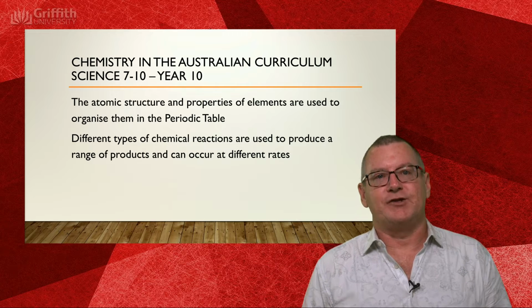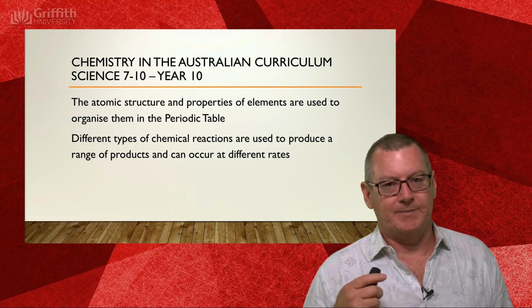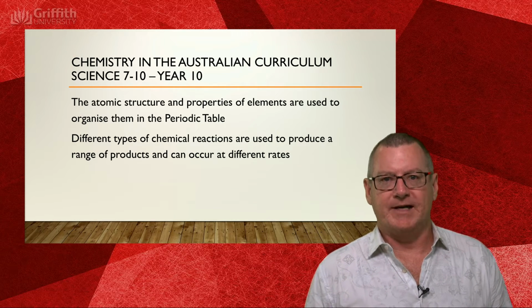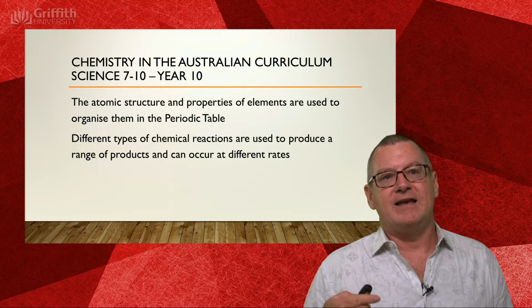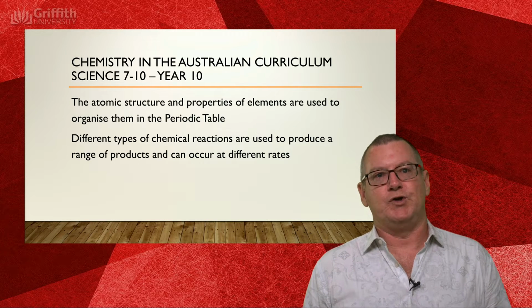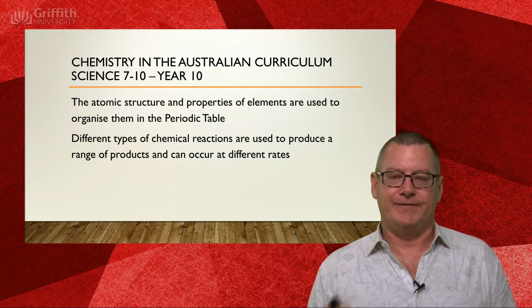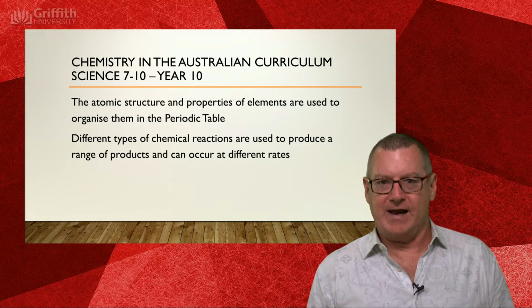And year 10, atomic structure and properties of elements are used to organize them in the periodic table. We'll talk about the periodic table of the elements next week. And different types of chemical reactions are used to produce a range of products and can occur at different rates. So we'll talk about reactions and rates of reaction next week as well.